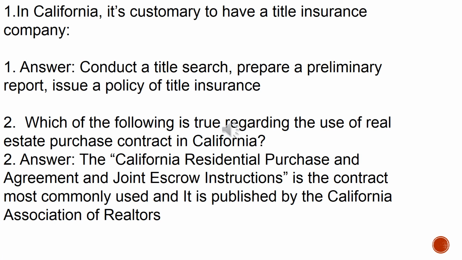In California, it is customary to have a title insurance company? Answer: conduct a title search, prepare a preliminary report, and issue a policy of title insurance. Question number 2. Which of the following is true regarding the use of real estate purchase contracts in California? Answer: the California Residential Purchase Agreement and Joint Escrow Instructions is the contract most commonly used, and it is published by the California Association of Realtors.